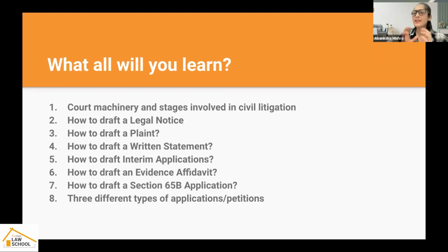And we've also covered different types of petitions and applications, which are the most sought after petitions. Like, for example, recovery suits, right? If somebody has borrowed money and has not returned that money, you have the right to file a suit in court, right, regarding recovery of that money. So how do you actually draft such a suit? Similarly, in arbitration, how do you draft an arbitration petition, a petition of claim?